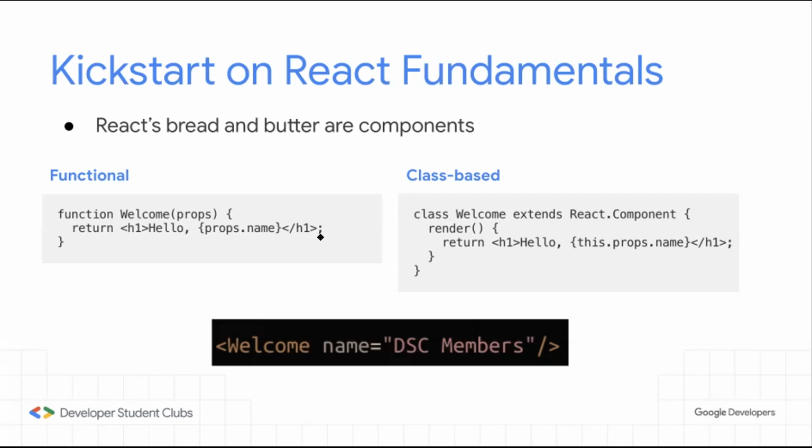But talking more about the component side of things here, we can see that this is a component that essentially creates a header that says hello and whoever's name that we pass in. And now if we want to call these two components written in either way, all we do is rewrite the component's name, in this case, Welcome, and we pass in a name variable, in this case, DSC members. This will create a header that says, hello, DSC members, and it'll be very easy for us to use.